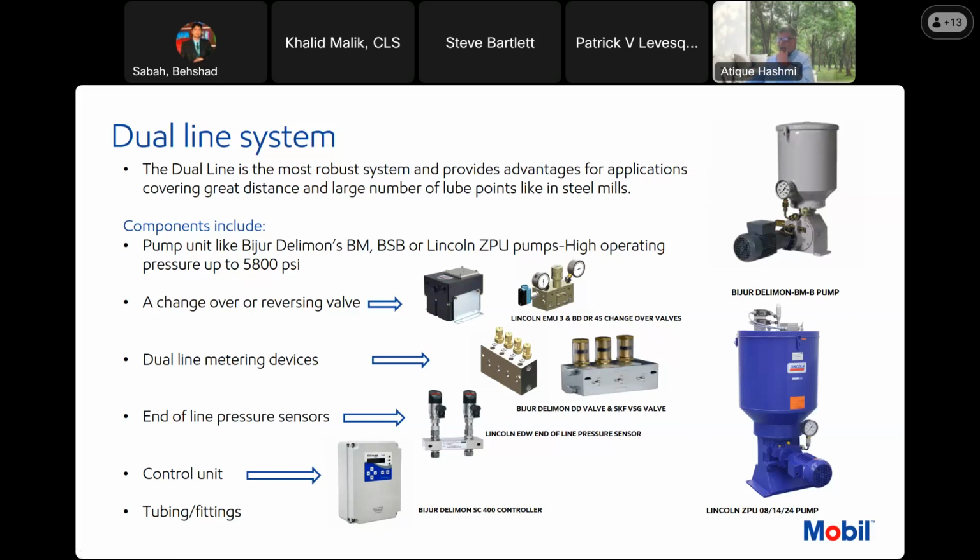End of line pressure sensors, same purpose. They will sense the pressure at the end of the line. And then you have the control unit, then tubing and fittings. Again, the control unit could be a standalone controller, and you can also control them through PLCs.